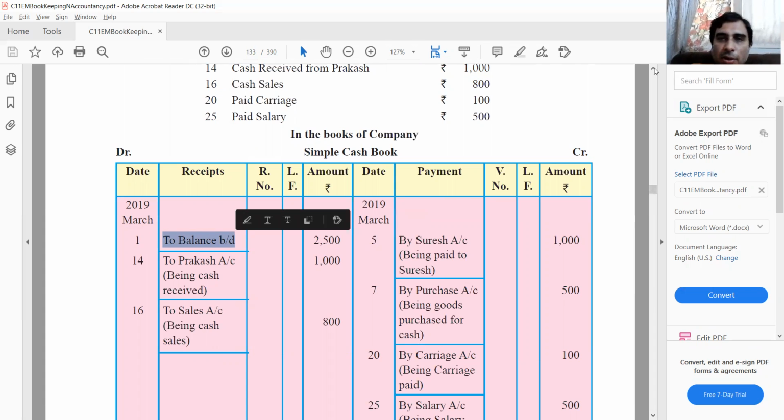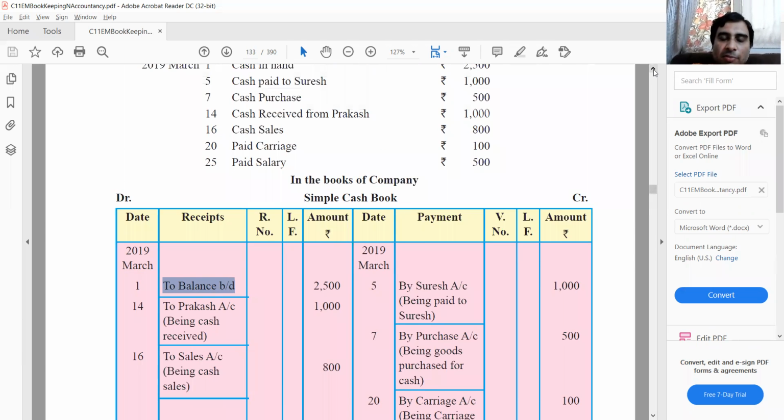Now you will start recording these transactions. Whenever you receive money, it will be on the left side, on the debit side. Whenever you pay money, it will be on the right side, on the credit side. So per se, this makes life very simple. In case of a journal, the visualization has to be done better, but in case of a cash book, it makes it easier.